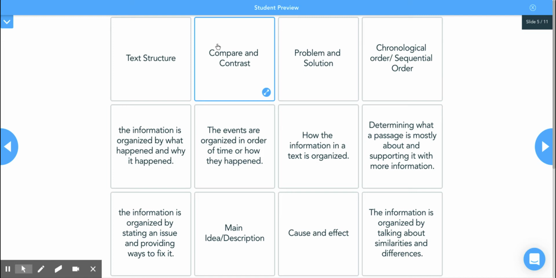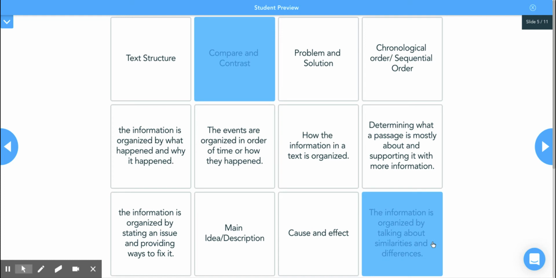Comparing and contrasting tells us how things are the same or different, how they're similar or they have their differences. Compare and contrast is definitely a review for you guys. It's something that we've been talking about for years and years of school. Okay. So we have compare and contrast. And then down here in the corners is the information is organized by talking about similarities and differences. So when you guys do this activity on your own, these are going to be in a different order. They're not going to look exactly like this, but all the cards are going to be the same, okay?